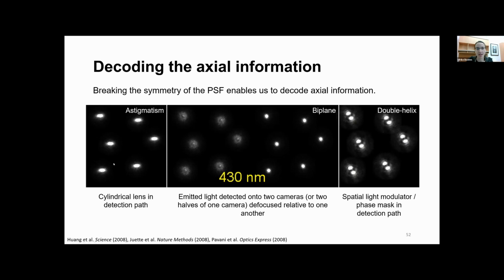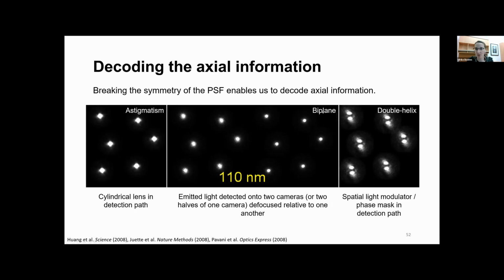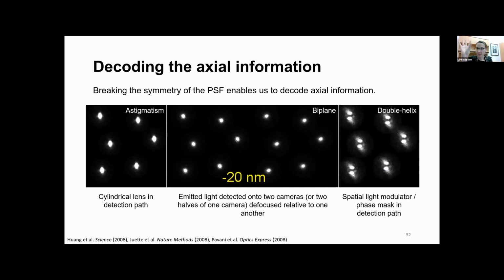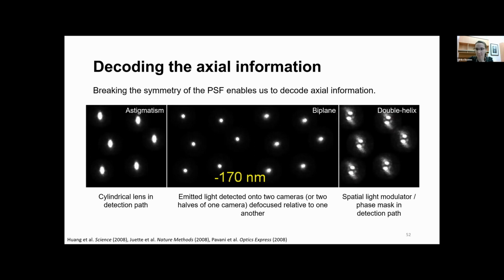In the first case here, for the astigmatism, we use a cylindrical lens. In this case, it is a biplane approach where you detect different focal planes at the same time and get this asymmetry that way. Then we also have a strategy called a double helix. As you can see, you have a rotating point spread function where the position of the different axes is always slightly shifted, and therefore you can quite nicely tell whether you are below or above the focal plane.